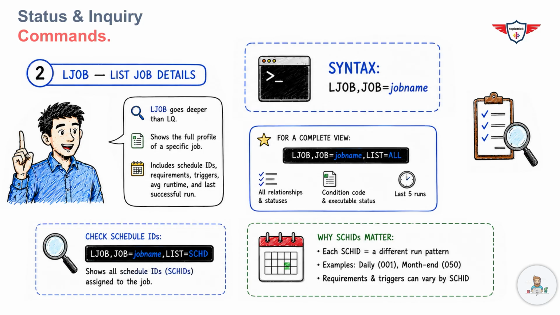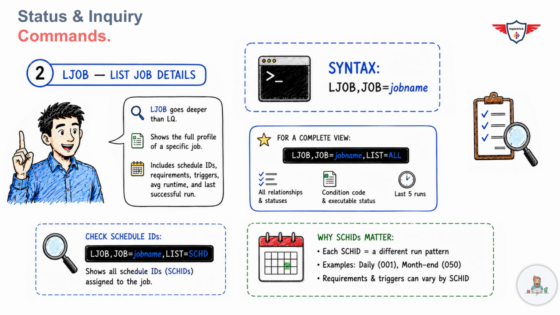A particularly useful variant for production support is LJOB,JOB=jobname,LIST=ALL. This would show everything, that is condition code checking, executable status, all predecessor and successor relationships, and the last 5 runs. It actually gives you a full picture.